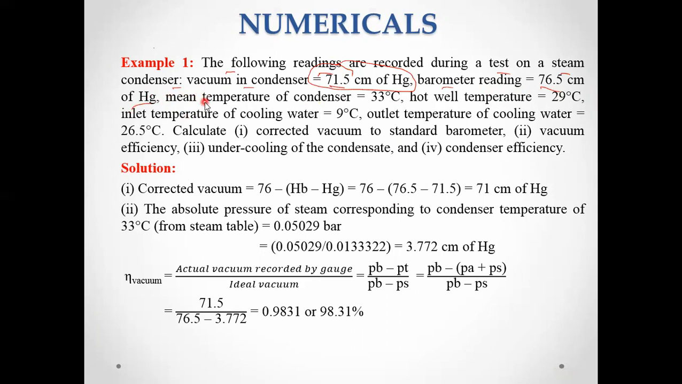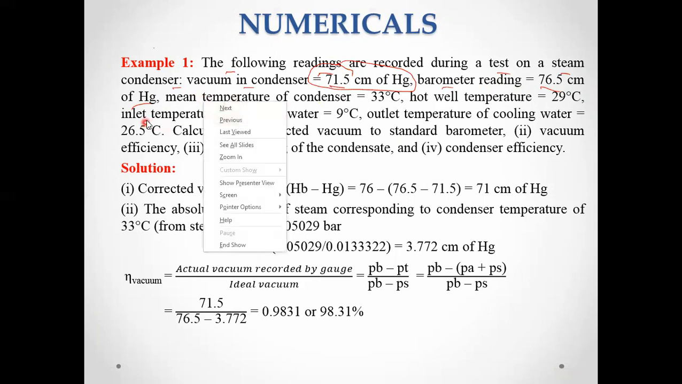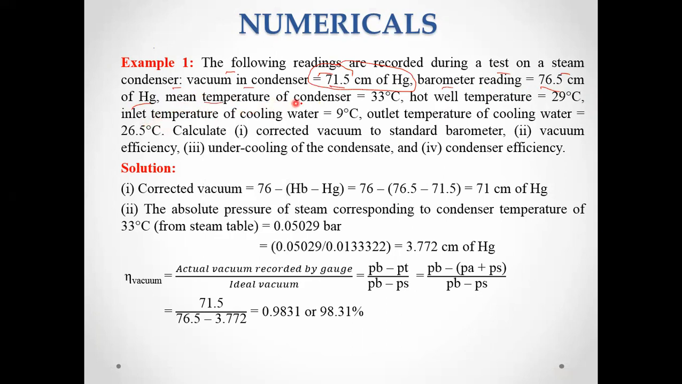Then the mean temperature of the condenser is 33 degrees Celsius and the hot well temperature is 29 degrees Celsius. As we know, in a condenser the heat will be released. So the hot well temperature is 29 degrees Celsius and the temperature of the condenser is 33 degrees Celsius.